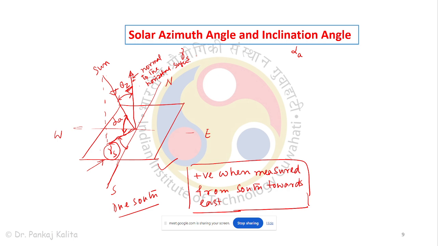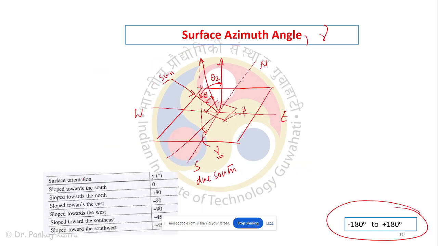Okay, so hope all three angles are clear. It is positive when measured from south toward the east. So this way it's positive, and this way it's negative. We are talking about the azimuth angle. Okay, these things you have to remember.